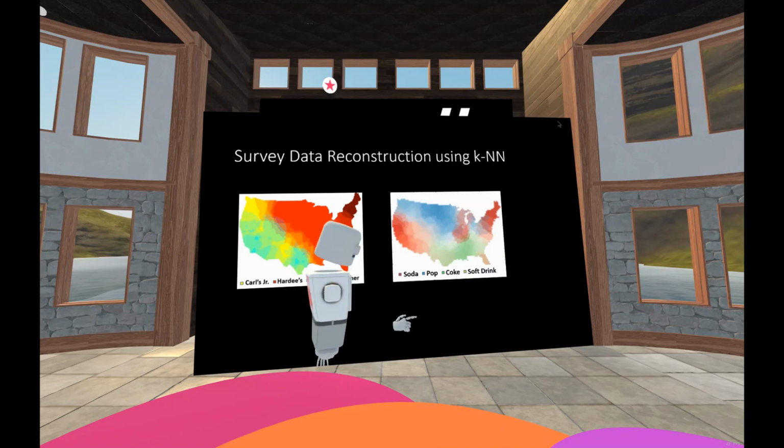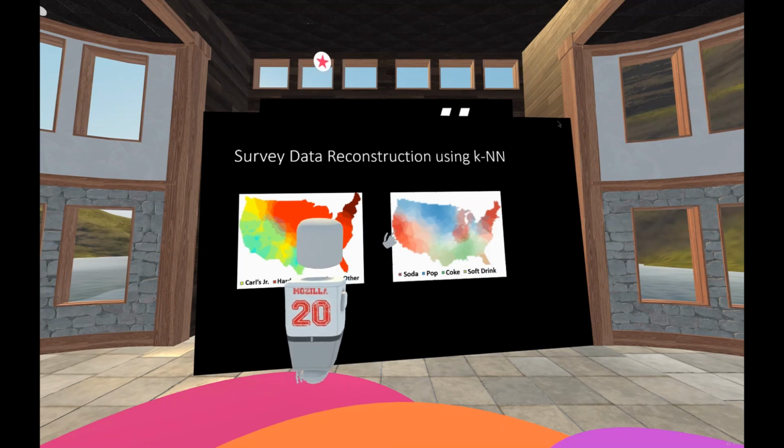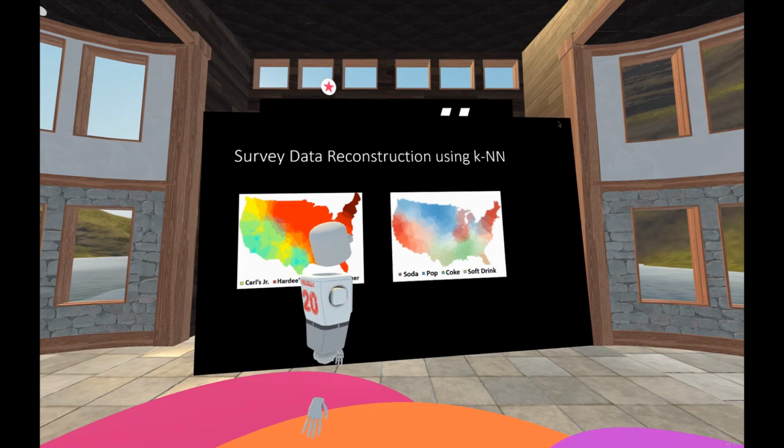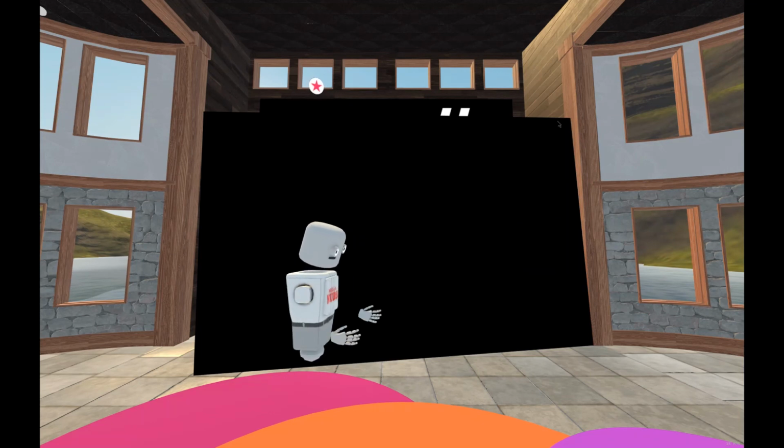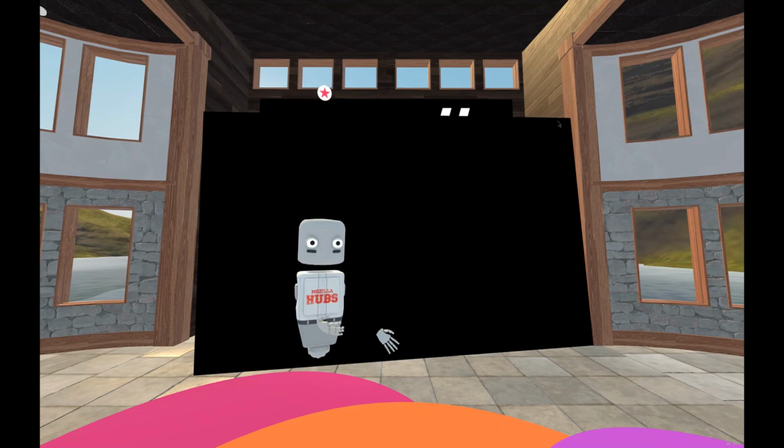So your task is to do a reconstruction very similar to this. I'll be posting this on Blackboard fairly soon. And in the meantime, if you have any questions, feel free to catch me during my virtual office hours, which I'm going to be emailing out soon, or send me an email.